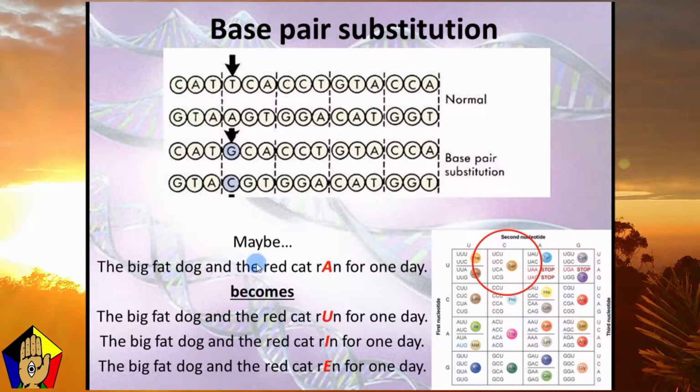In a way, it kind of makes sense. It's a smooth sentence. It may not be the most interesting, but it's a smooth sentence. If you change just one letter in one word, it can actually change the meaning of the sentence, or the way the sentence reads. The big fat dog and the red cat run for one day. If you're lucky, you can still get the idea.